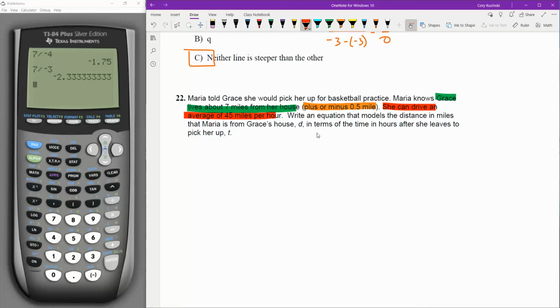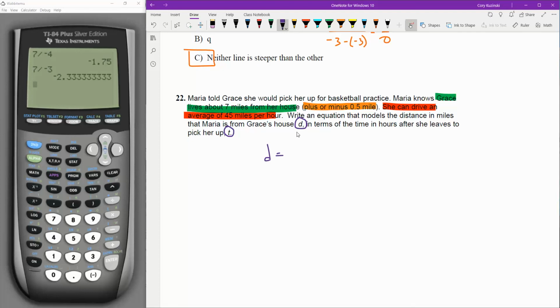Write an equation that models the distance in miles that Maria is from Grace's house, D, that's distance, in terms of the time in hours after she leaves to pick her up. So in terms of T.